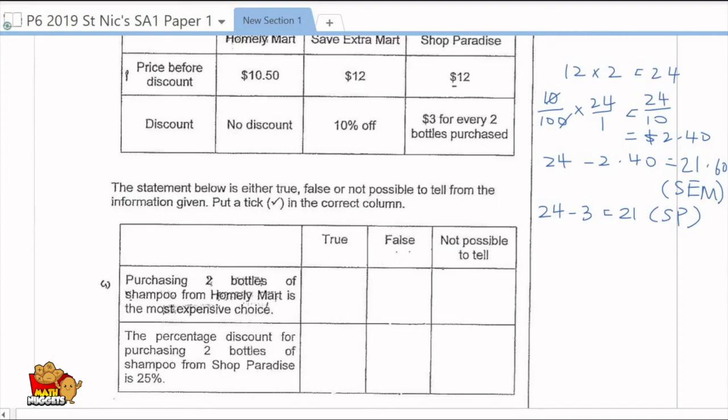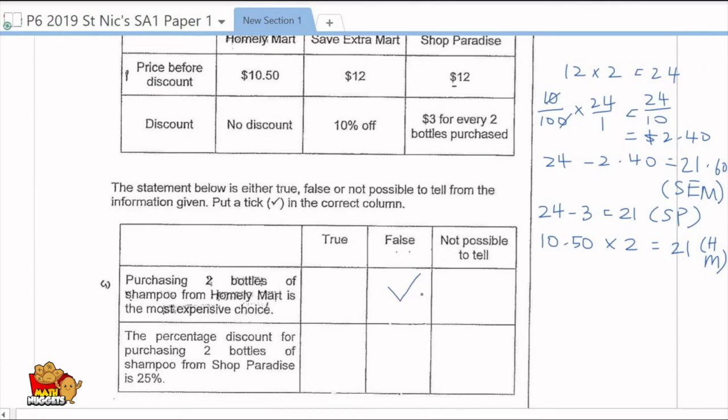So the first statement tells us that purchasing 2 bottles from Homely Mart is the most expensive choice. Wait, I have not found Homely Mart. Which is $10.50 times 2. That's $21. This is Homely Mart. No. The most expensive is here, right? $21.60, which is the Save Extra Mart. So this is false.